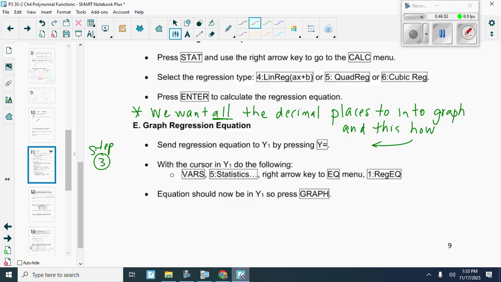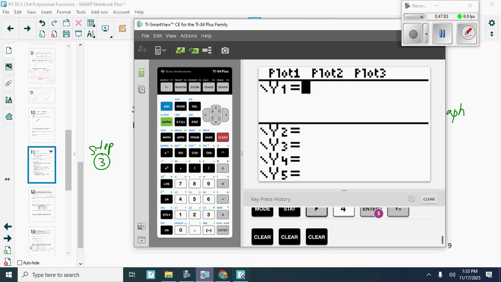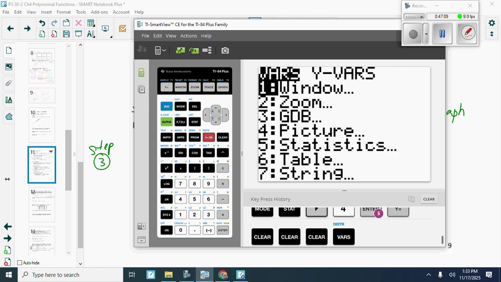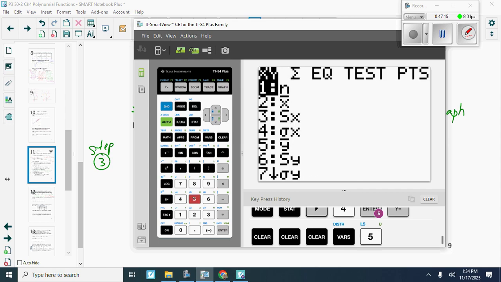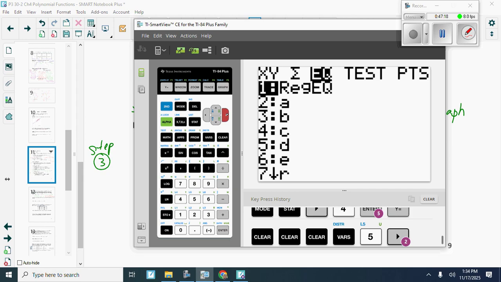You have a button called vars. It stands for variables. So vars, and then you're going to hit statistics, and then you're going to go over. So I'll do it with you. Vars is right here beside my clear. You're going to do number 5, statistics. You're going to arrow over twice to equation, EQ at the top. You should be following along, guys, so that you can do regressions. You're going to have to build muscle memory and get really fast at this stuff. So practicing now will really aid you in this process.